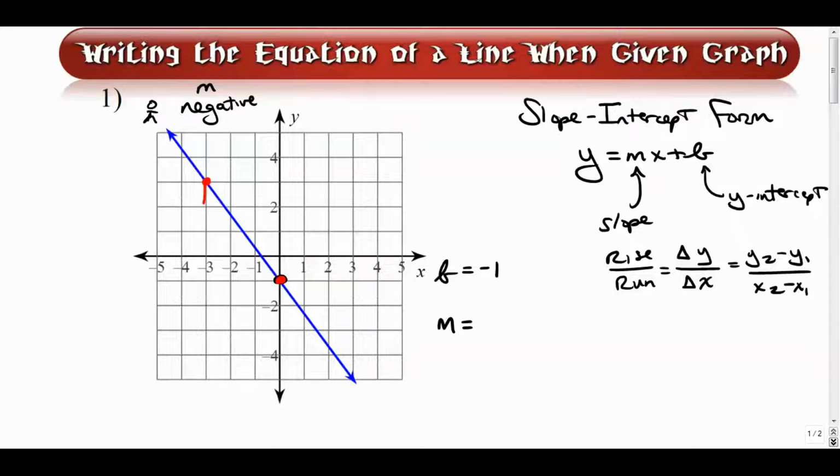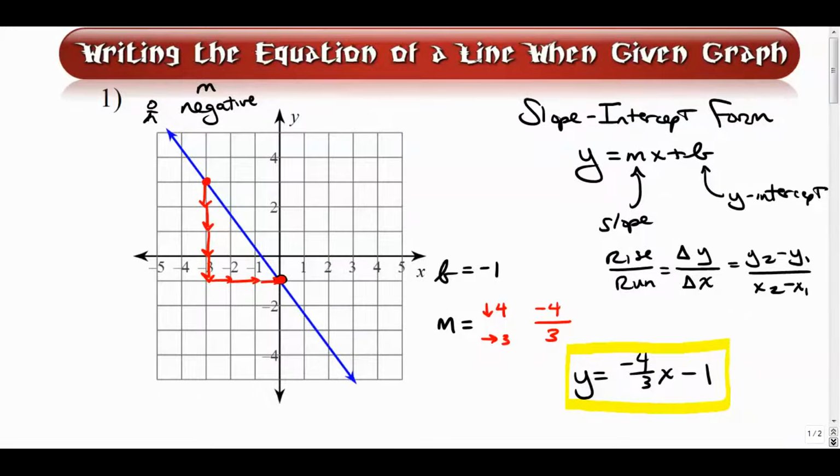straight, let's go down 1, 2, 3, 4. So down 4, and then right 1, 2, 3. Down 4 is negative, right 3 is positive. So there's my slope. Bring it all together in this y equals mx plus b format, and we're done. Notice I'm saying plus b, but of course the b is negative, so we're going to have a minus b.